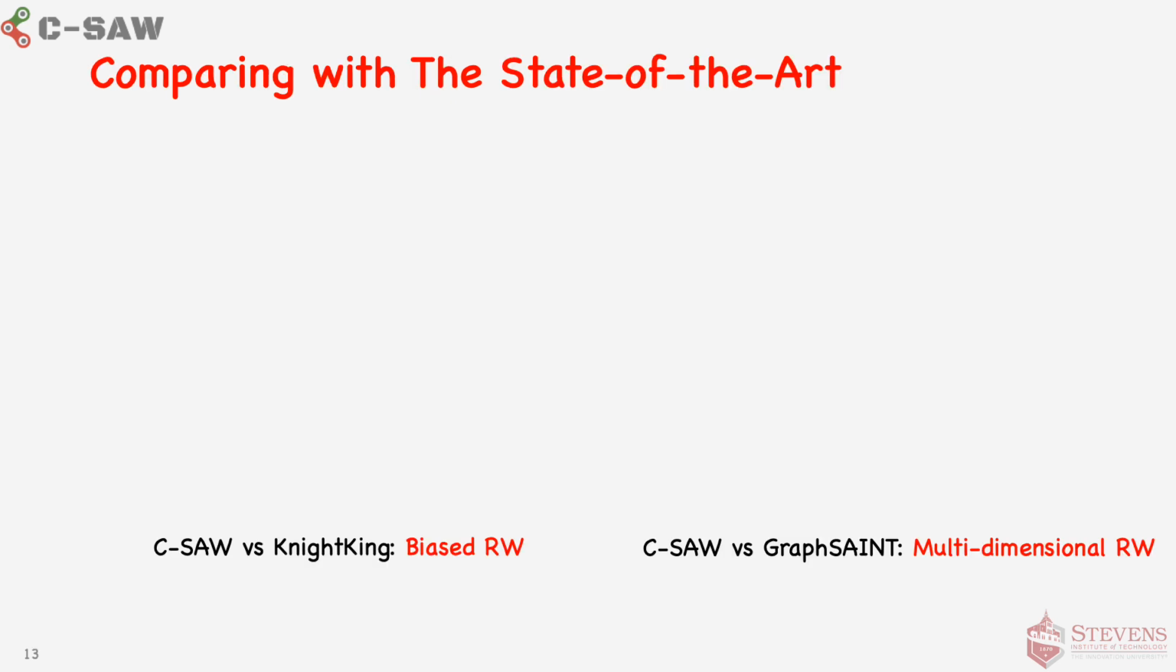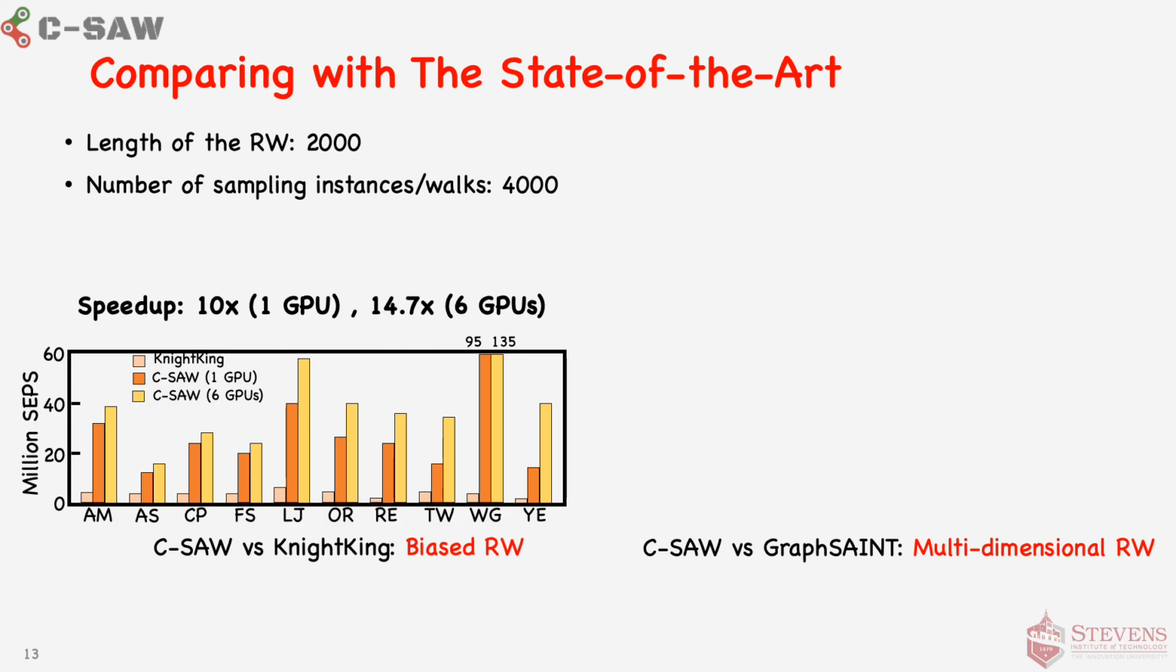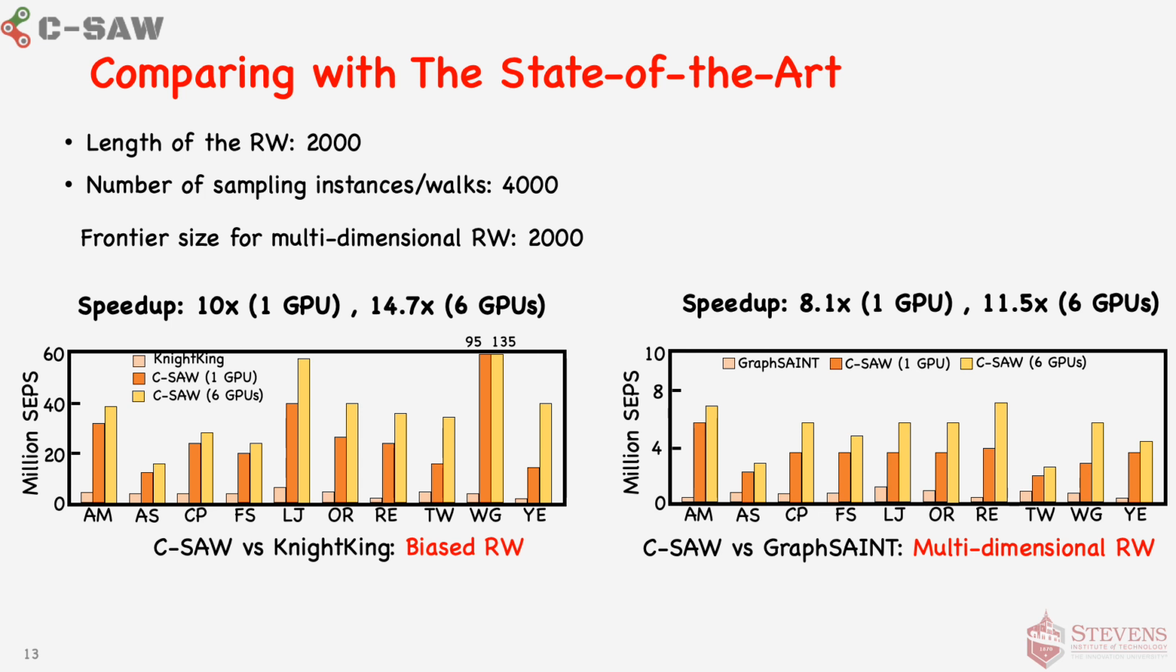For comparing with state-of-the-art methods, we compare our results with NightKing and GraphSynth. For NightKing, we use biased random walk, and for GraphSynth, we use multi-dimensional random walk. The length of the random walk is kept 2000 and the number of sampling instances or random walks is 4000 for all comparisons. The graph shows million sample edges per second achieved for different datasets. Compared with NightKing, we achieve 10 times and 14.7 times speed up with 1 GPU and 6 GPUs. And we achieve 8.1 times and 11.5 times speed up with 1 GPU and 6 GPUs respectively for GraphSynth.